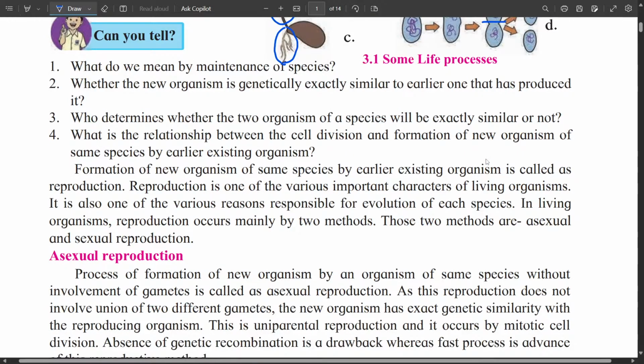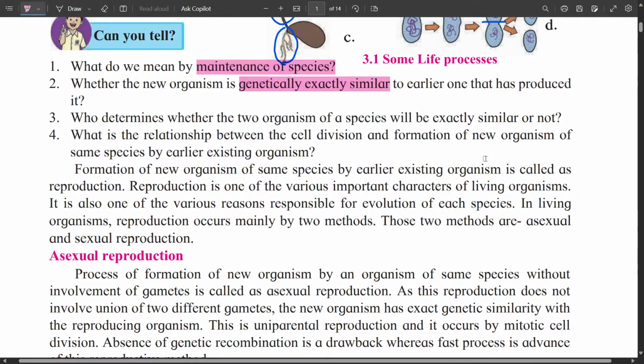What do you mean by maintenance of species? Maintenance of species means keeping the number of organisms in that species constant. Is the new organism genetically exactly similar to the earlier one? In case of asexual reproduction, yes, it is exactly similar. Only small changes occur due to inaccuracies in the biochemical reactions while copying the DNA. Otherwise it is genetically exactly similar in case of asexual reproduction.